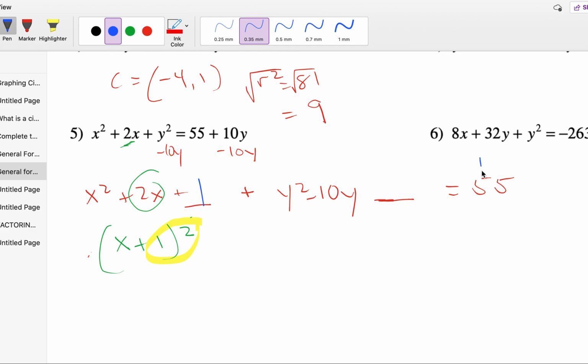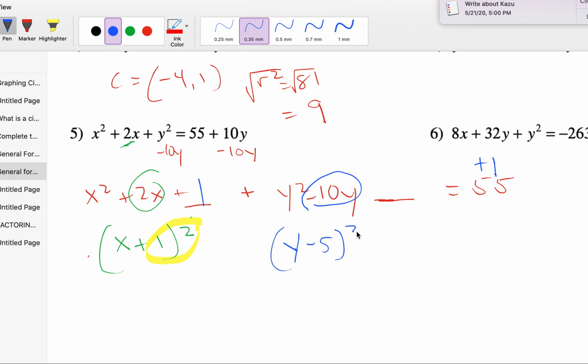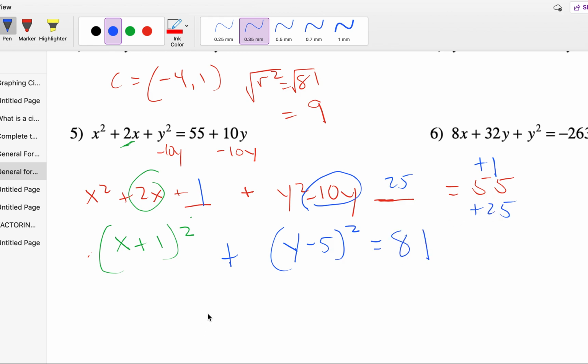And by doing that, I need to add it to this side. And I'll do the same thing here. I'll divide by 2, and then I'll square it. Y minus 5 squared. And so 5 squared is 25, and I'm going to add it here to this side. So I now have my standard form. I just need to add this. It's going to be 81 again, coincidentally. So my center will be negative 1, 5, and my radius will be square root of 81, or 9.